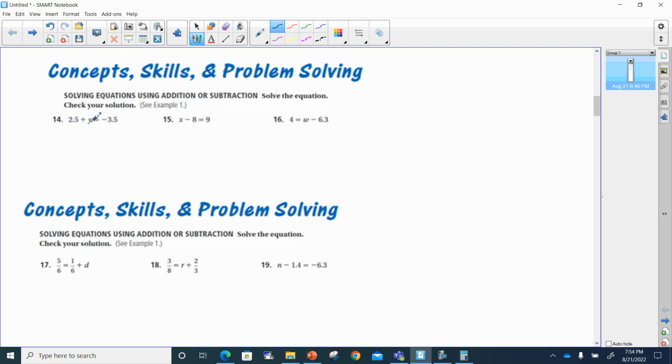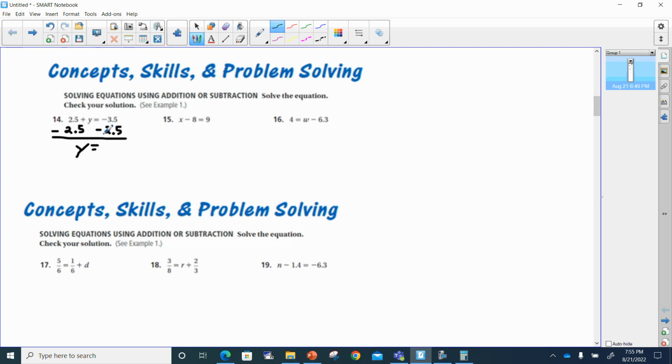So over here, to get y by itself, I would subtract 2.5. Now, the only thing you have to remember with decimals is to line up your decimals when you're combining them. So over here, I would have to put -2.5, putting my decimal lined up with the decimal in 3.5. The y is going to come down. So does my equal sign.